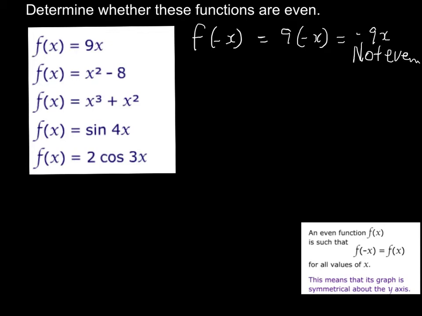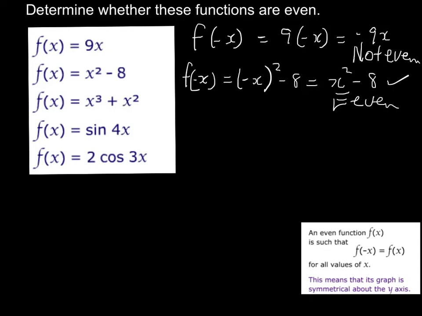f of x equals x squared minus 8. So we input our minus x. So f of minus x is minus x all squared minus 8. If we get our original function, then it is even. Minus x all squared gives us positive x squared minus 8. So this is even. So this function is even. Let us look at the next example.